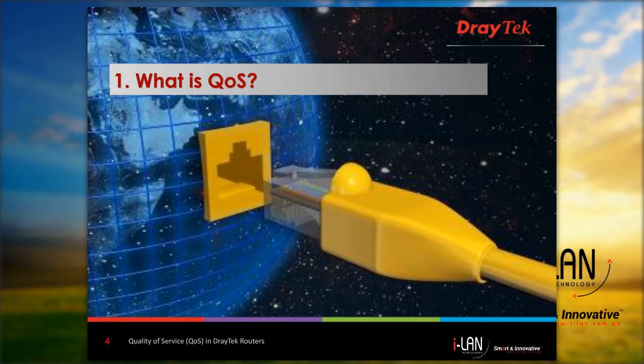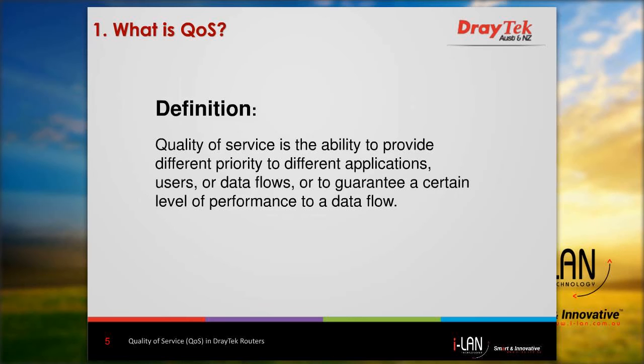So we'll start by looking at what is quality of service. Here we've got a definition of what QoS is, and it says that quality of service is the ability to provide priority to different applications, users, or data flows, or to guarantee a certain level of performance to a data flow. That's just a standard definition for QoS.